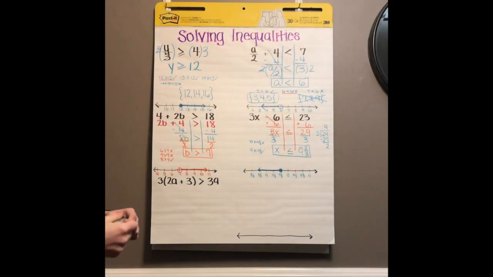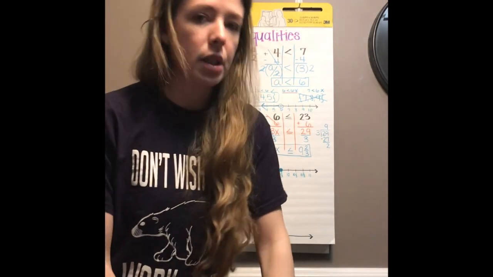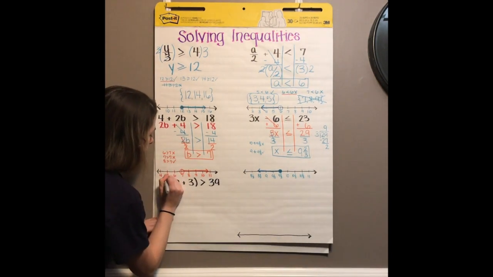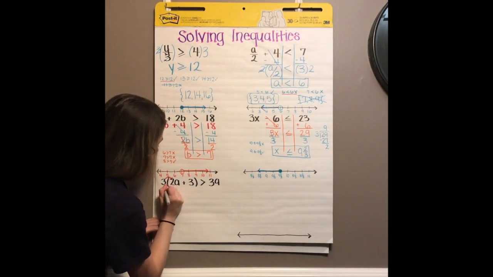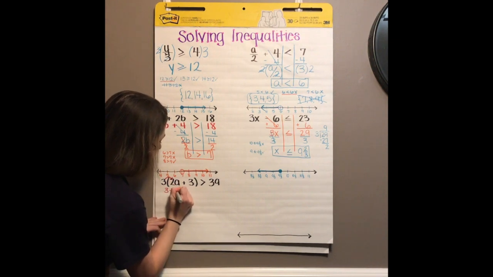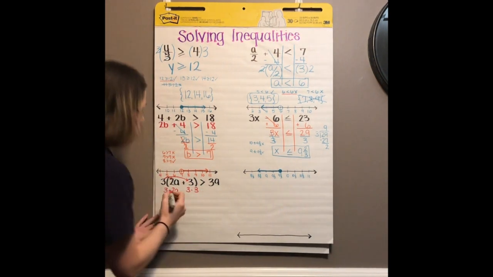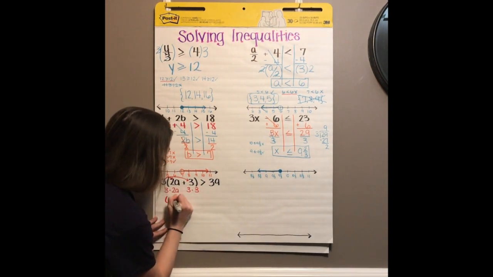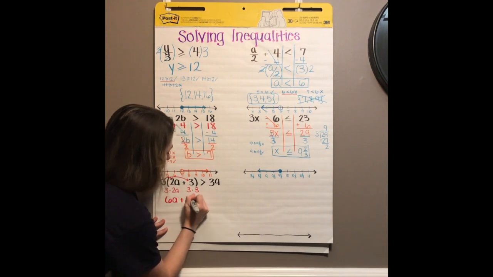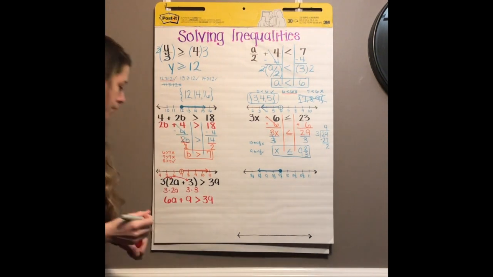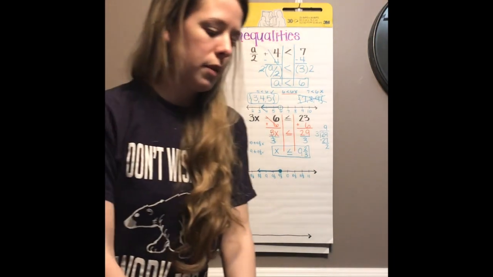Last example here has those parentheses. So just like with equations, we want to use that distributive property. And I want to do 3 times 2a, and I want to do 3 times 3, which is going to give me 6a plus 9 is greater than 39. So now I would be ready to solve it.